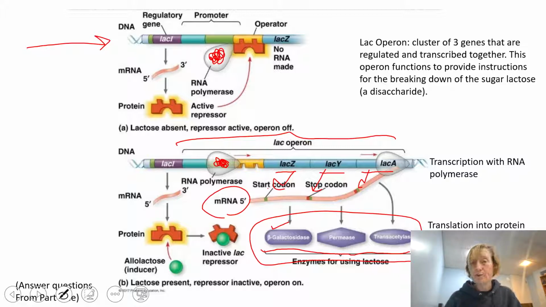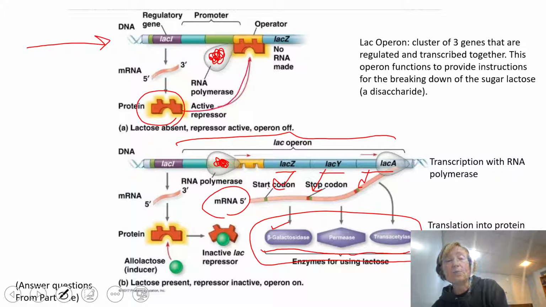There's also an operator region of this operon. The operator also plays a role in whether or not this operon is going to be turned on. The operator here is a piece of DNA, yellow in this picture. What happens in this situation is that the operator is usually bound to a repressor protein. A repressor protein can bind to the operator, and when it's bound, the whole operon cannot be transcribed.